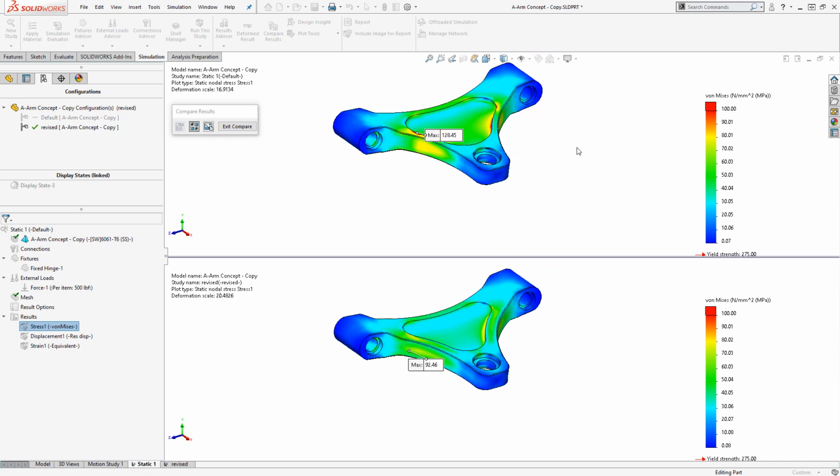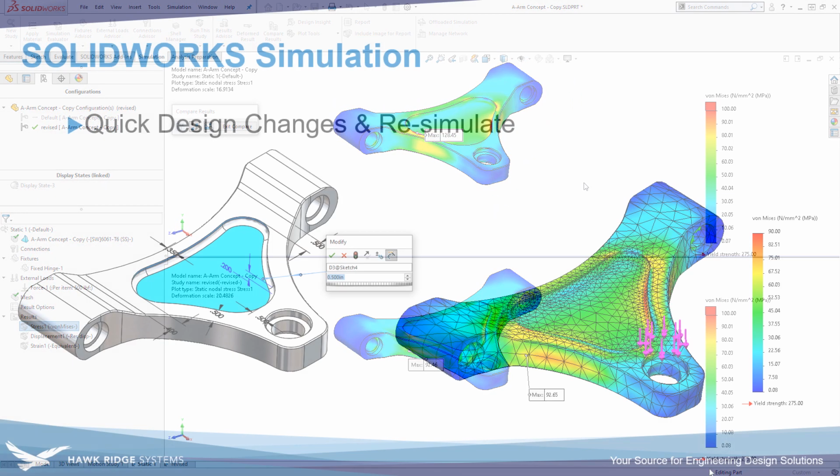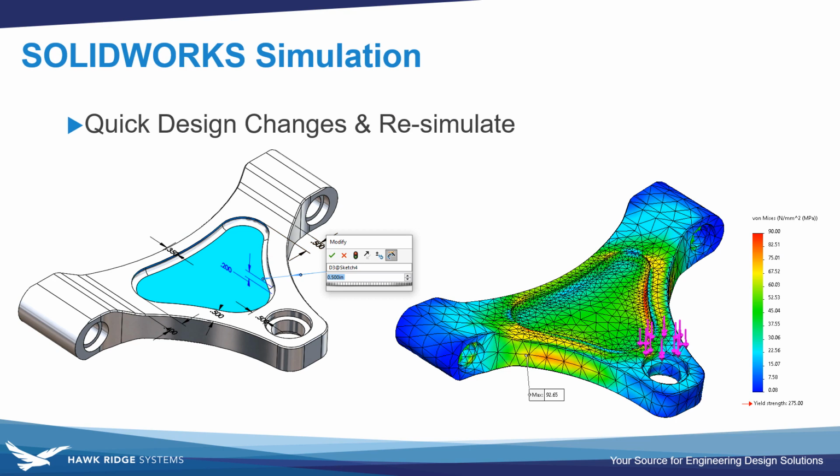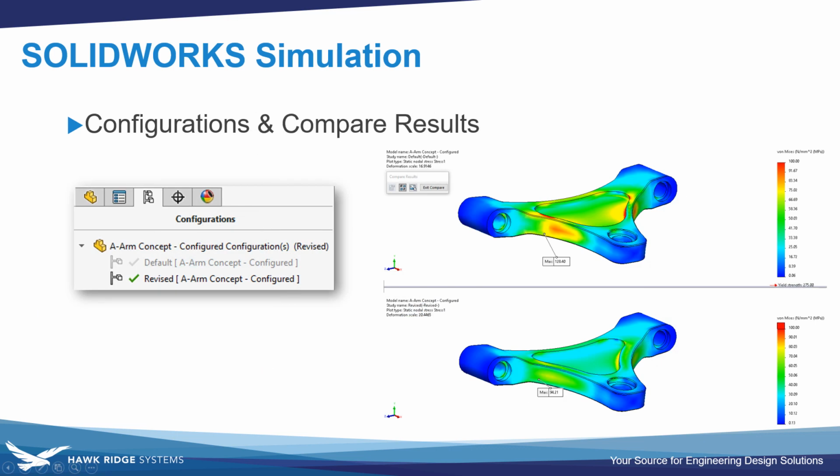In this video, we covered two methods for rapidly simulating design iterations in SOLIDWORKS using SOLIDWORKS Simulation, which are the ability to make changes on the fly and tab back over to your simulation and rerun, or the ability to use configurations to represent different states of the model, allowing you to perform design comparisons in your simulations.